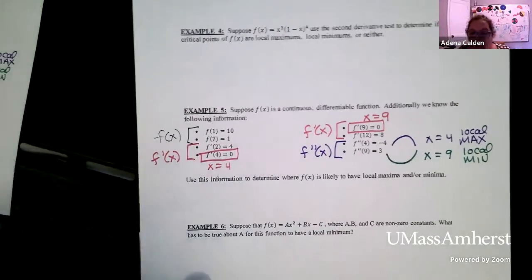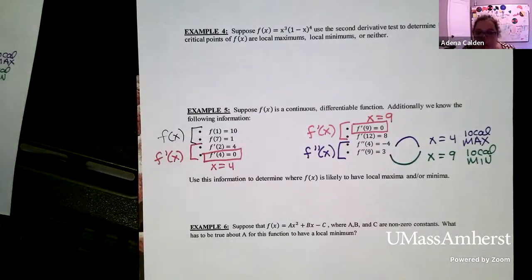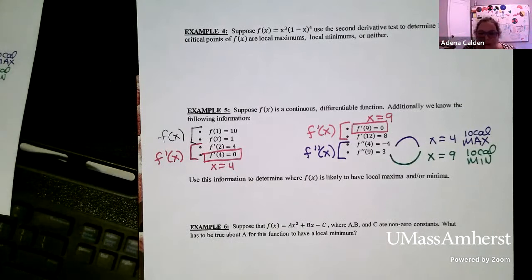Again, if you're interested in the solution to the 2 examples we skipped, 3 and 4, or example 6, you can check those out on the video linked in Moodle. Otherwise, we are good to go on this.